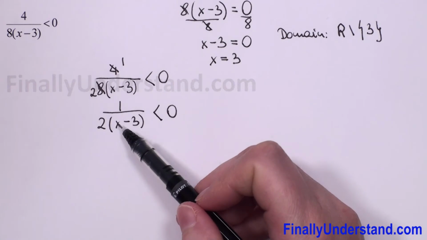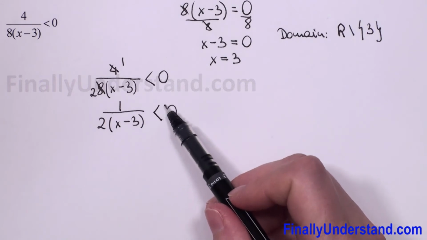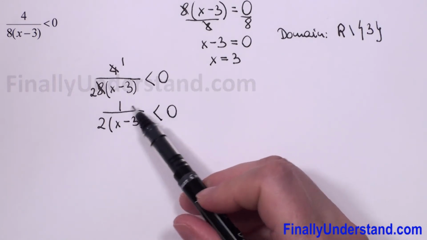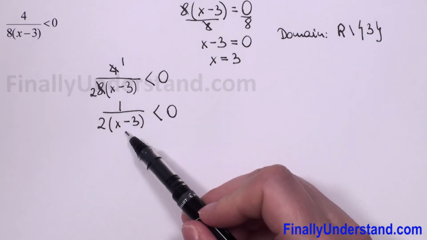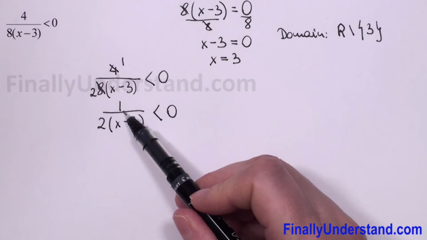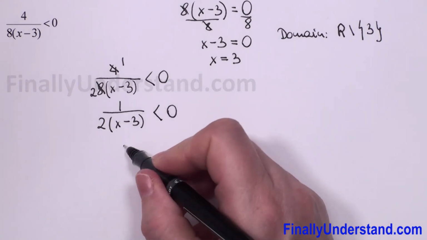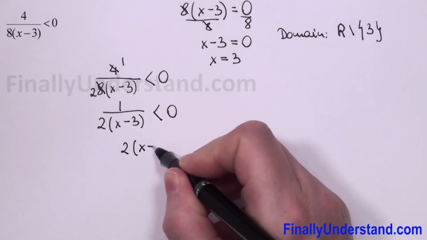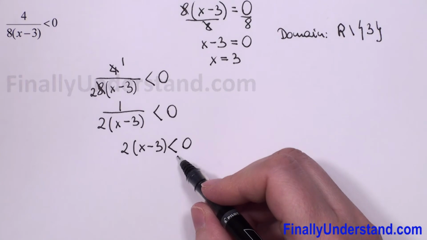So we see that the numerator is positive. And we have to find when this expression will be less than 0. Because the numerator is always positive, we have to just check only the denominator. When 2 times x minus 3 will be less than 0 only.